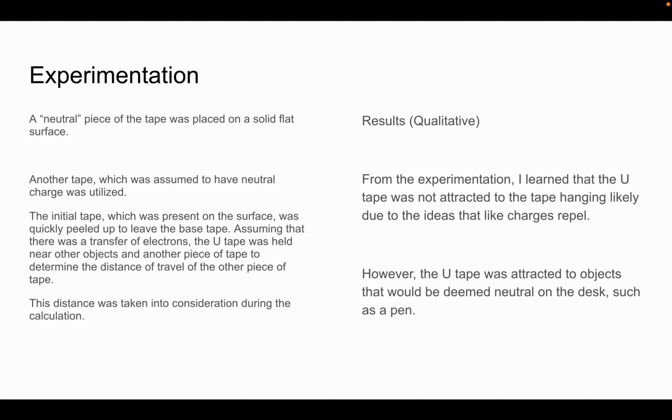Here's the experiment, covering the basis of Lab 1. A neutral piece of tape was placed on a solid flat surface. Another tape, which was assumed to have neutral charge, was utilized. The initial tape, which was present at the surface, was quickly peeled up to leave the base tape, assuming there were no nearby objects. Distance was taken into consideration during the calculation with the formula that was observed.